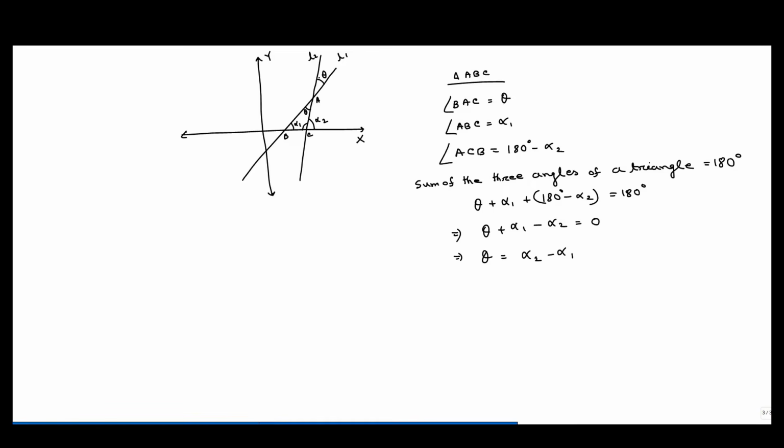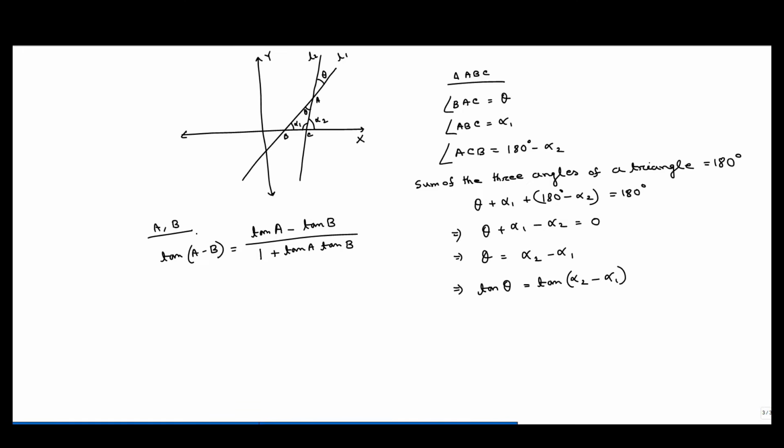Now I want to find the angle between them. Let us take tan of theta. So it will be tan of alpha 2 minus alpha 1. Now suppose I have two angles A and B, and if I take tan of A minus B, there is an identity which says that this is nothing but tan A minus tan B by 1 plus tan A tan B. I am not showing how this formula came, but you try to remember this formula because this is the only identity which we are using in this course of straight line.